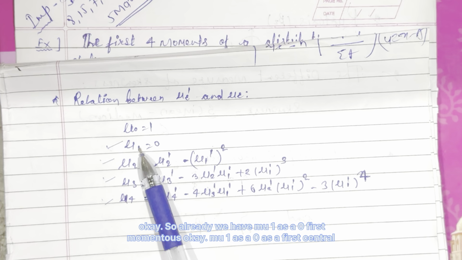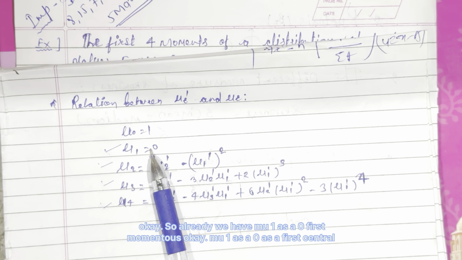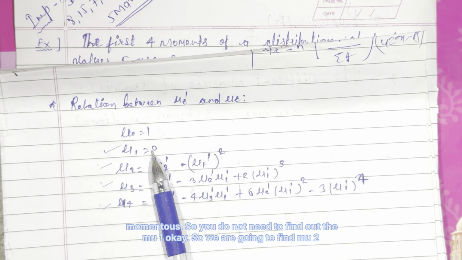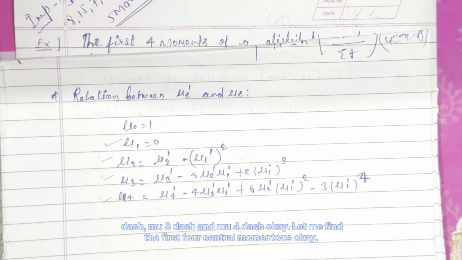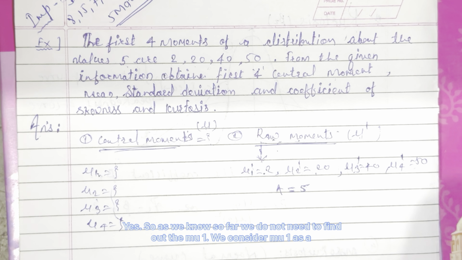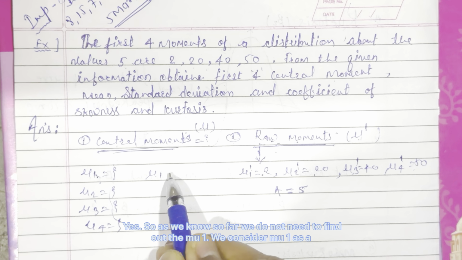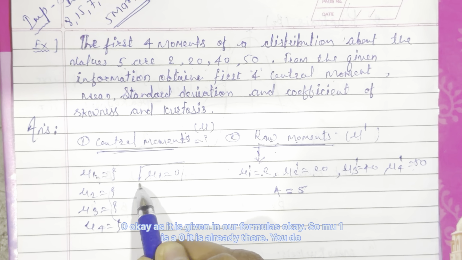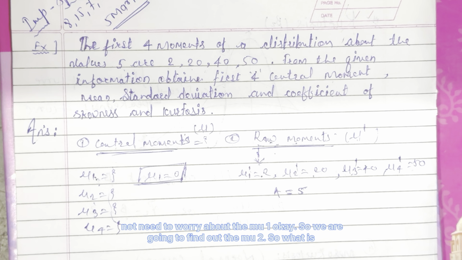So we already have μ1 as 0, the first central moment, so you don't need to find μ1. We are going to find μ2, μ3 and μ4. Let me find the first 4 central moments. As we know, we don't need to find μ1. We consider μ1 as 0, as given in our formulas. It is already there, you don't need to worry about μ1. So we are going to find μ2.